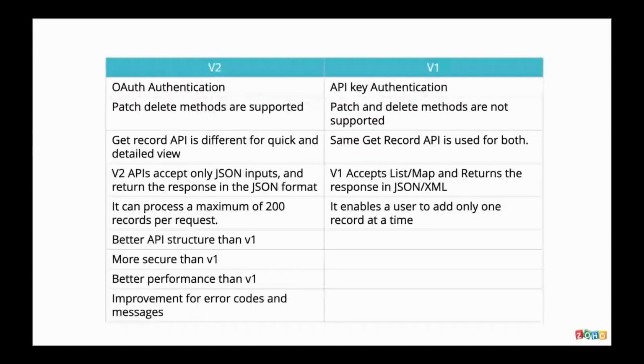And in V2, you can process a maximum of 200 records per request. However, in the V1 API, you can only add one particular record at a time. Apart from this, V2 API has better API structure than version 1. It is more secure than V1 because we are using OAuth based authentication, which is more secure than API key based authentication, and it performs better with respect to the structure of the API code that's been written at the backend.